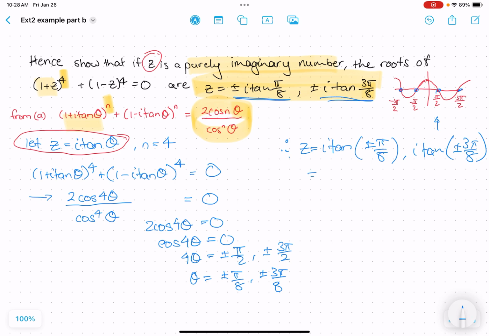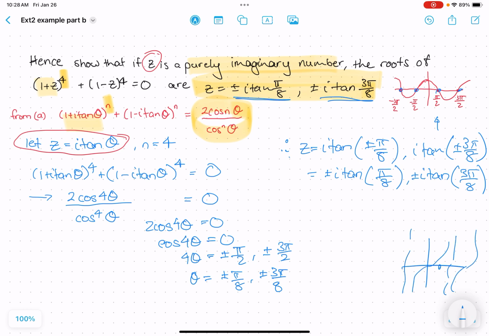Why can we just put it in front? Think about that for a second. What do you know about the tan function? Okay, the tan function, remember, is an odd function. So if it's an odd function, tan of negative theta is negative tan theta. So that's why that works. Hope that helps.